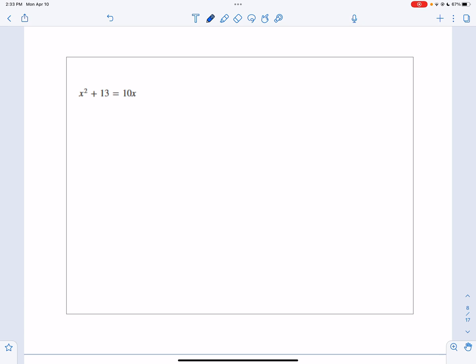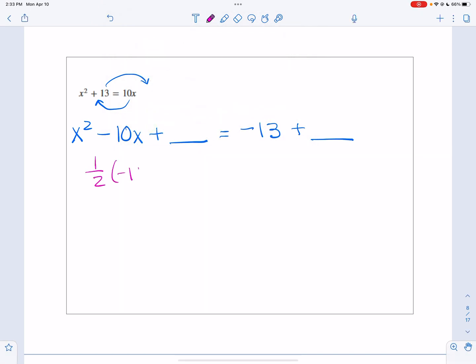All right, so this one we got to do two steps. We got to move the 10x over to this side, and we got to move the 13 over to this side. So I'm going to get x squared, subtract the 10x, add your blank, and then I'm going to get negative 13 and add my blank. Now I can take half of -10, which is -5, square -5, which is 25. And that goes in the blanks.